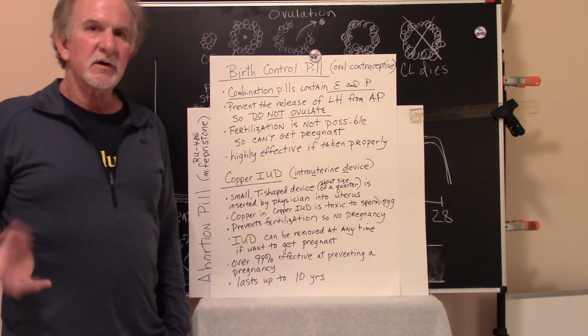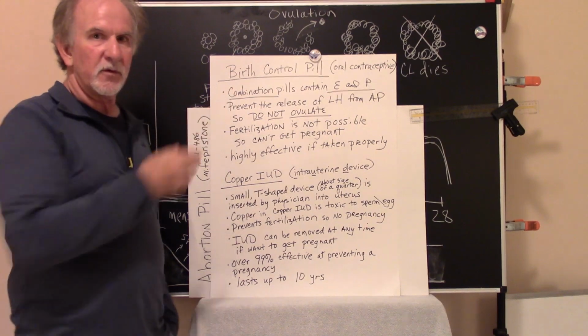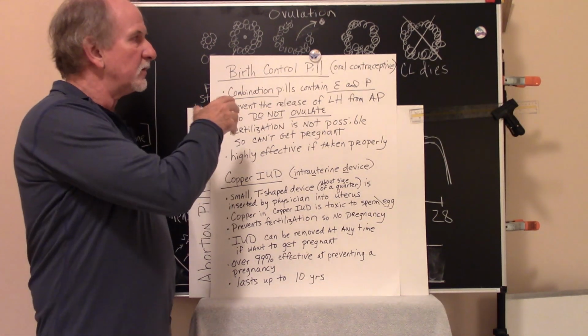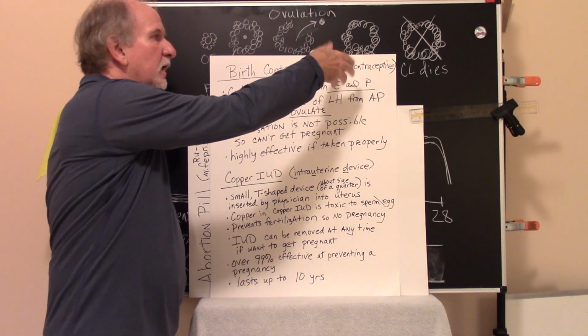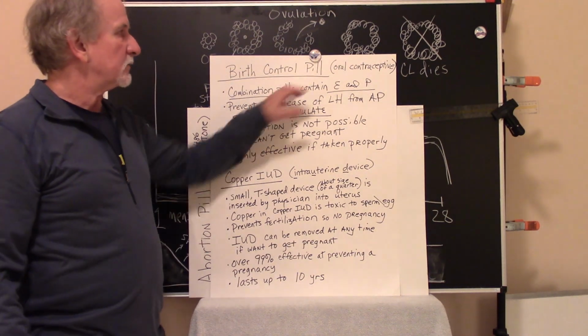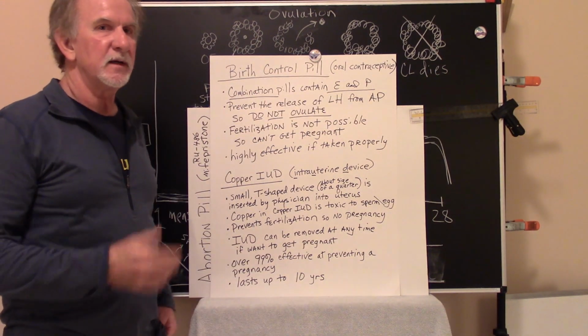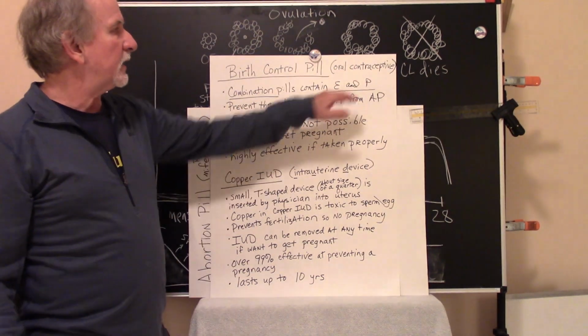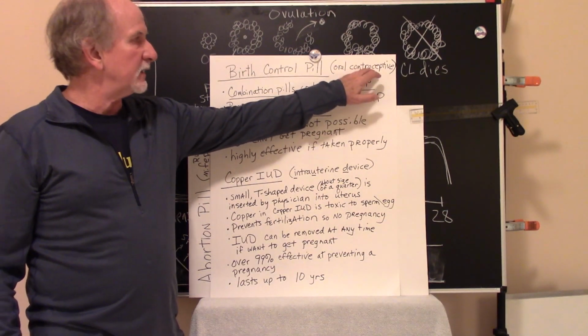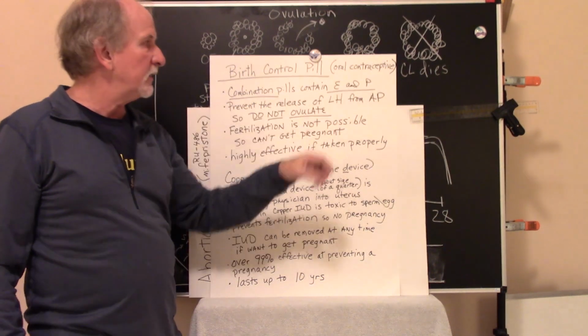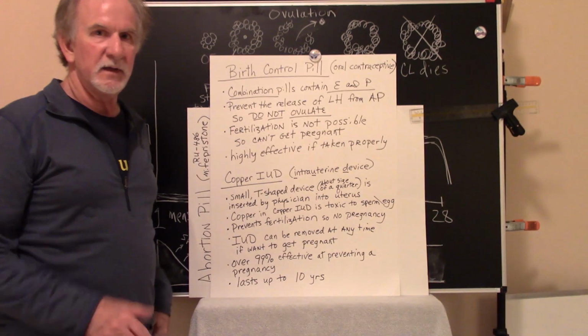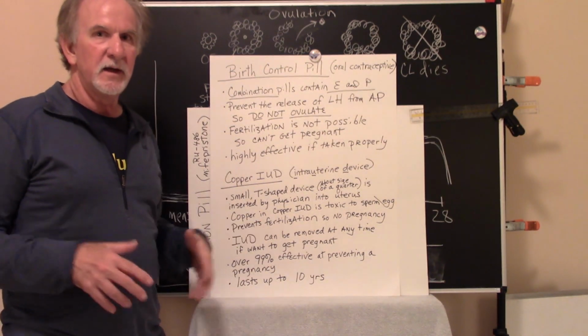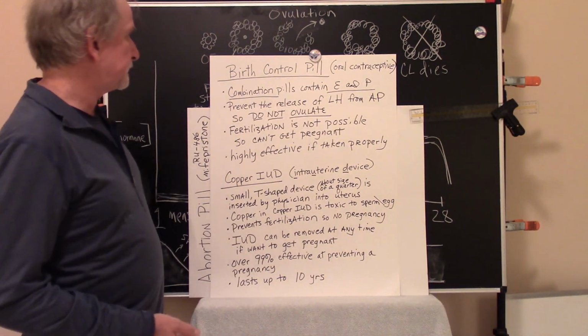So, let me just talk a little bit about birth control pills. A birth control pill is sometimes called an oral contraceptive. So, oral means you're going to take the pill by swallowing it. Contra means against, and ception means to create. So, a contraceptive is some kind of drug that prevents a pregnancy.